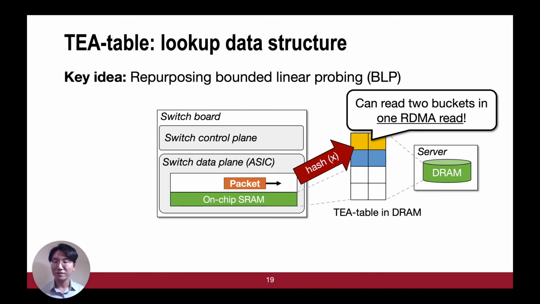One key distinction from the original usage of BLP is that while BLP is originally designed for caching, in our design, we ensured that the T-table, which uses BLP, keeps the entire entries, and let on-chip SRAM keep just a small portion of them as a cache.